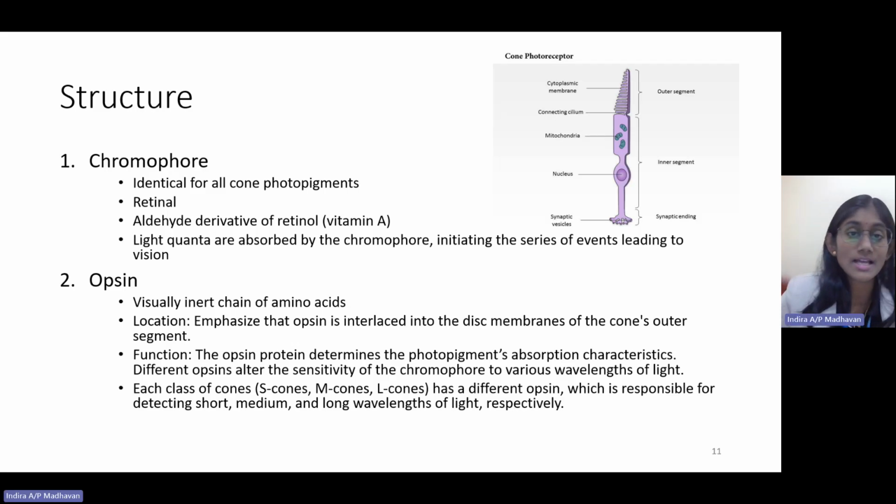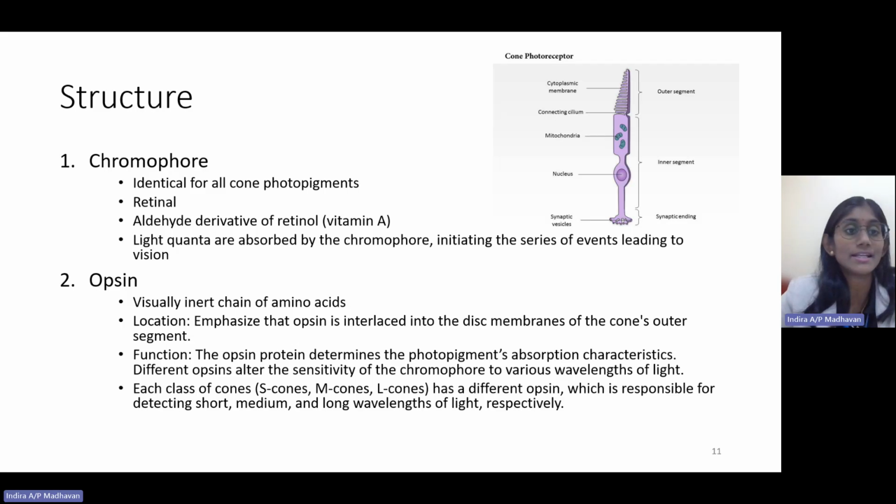This is how it looks when you look into the cones. This is the structure. Basically there are two important structures in this cone photoreceptor: one is the chromophore, and the other is the opsin. First we're going to look at the chromophore.